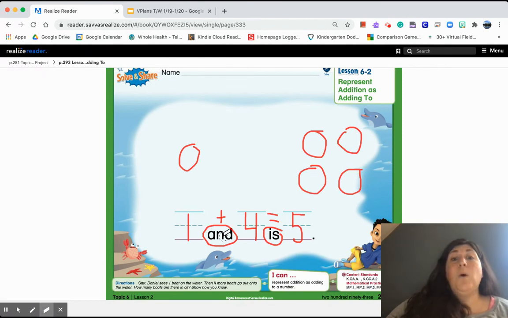So finally, 1 and 4 is 5 because 1 boat was in the water, then 4 boats came in, and then all together, if we count these up, 1, 2, 3, 4, 5, it's 5 all together.